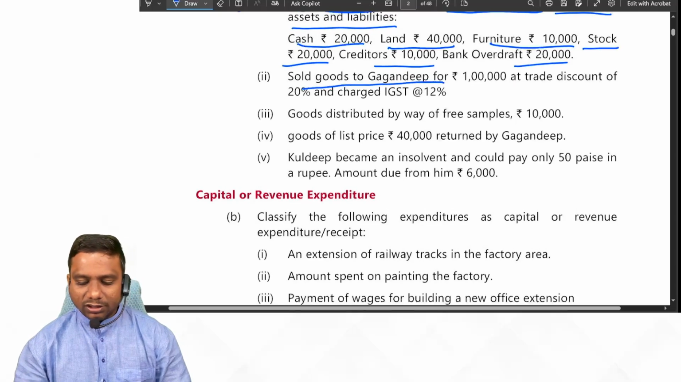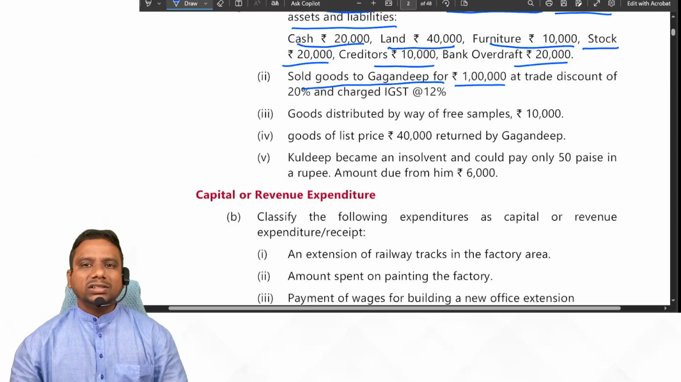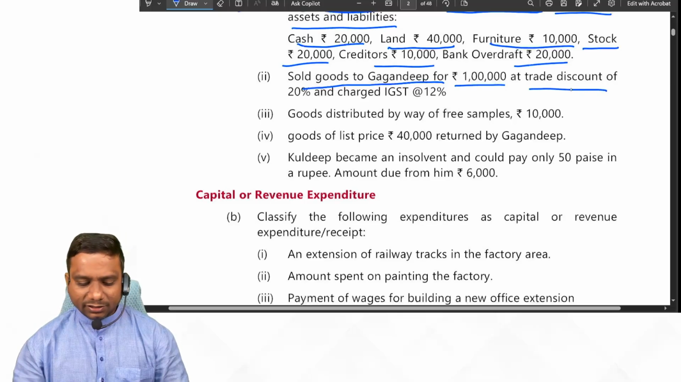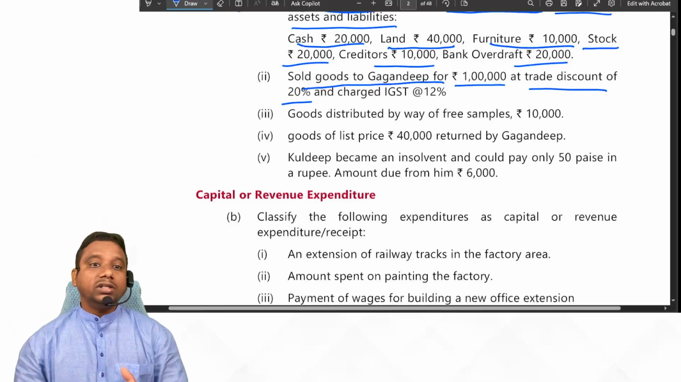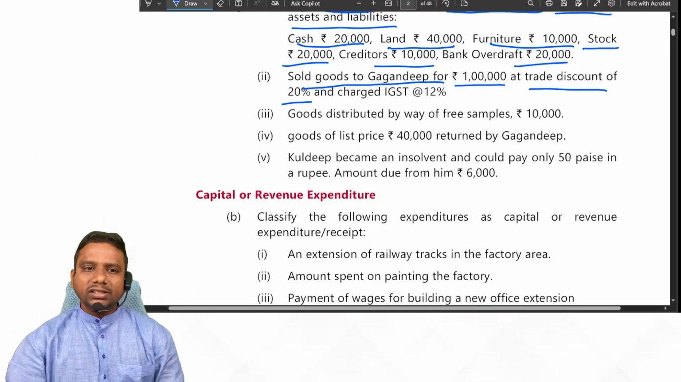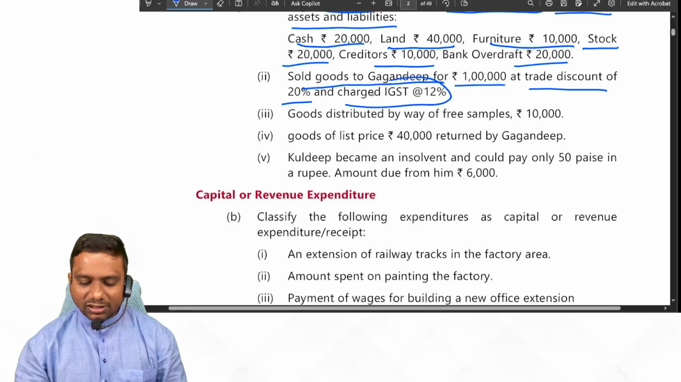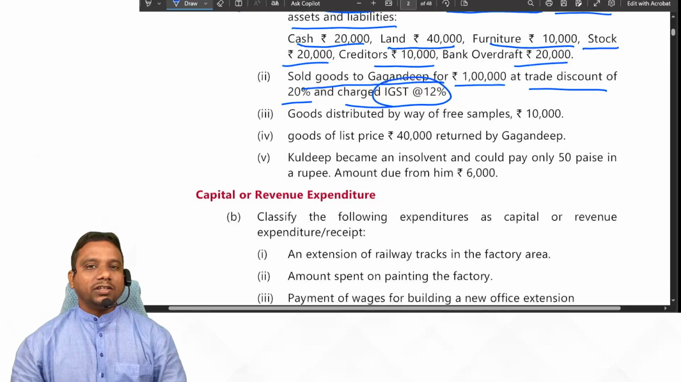Sold goods to Gagandeep for 1 lakh. Normally, what is the entry we record? Gagandeep account debit to sales 1 lakh. At a trade discount of 20%, how will the entry become? Same: Gagandeep account debit to sales. Trade discount is deducted, 1 lakh minus 20%, 80,000 is our sale value. And charged IGST 12%. So apart from the 80,000 rupees sale value, we are also charging 12% IGST.